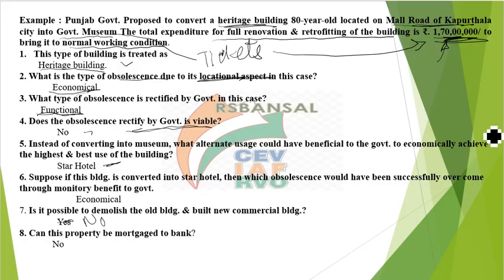If this building is converted into a star hotel, what type of monetary benefit will the government get? It will become economically viable. Is it possible to demolish the old building and build a new commercial building? It is not easy to convert a heritage building into a commercial building, so no. Can this property be mortgaged with the bank? No, you cannot mortgage a heritage building with the bank.